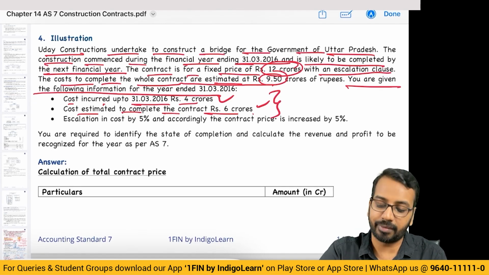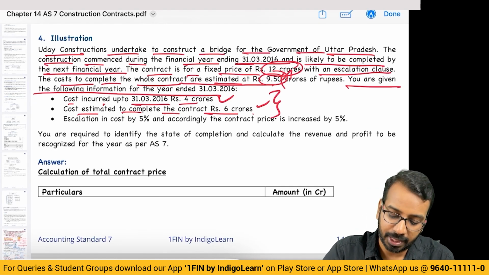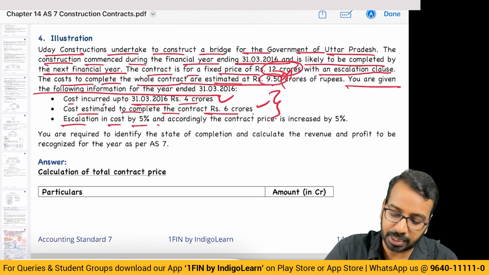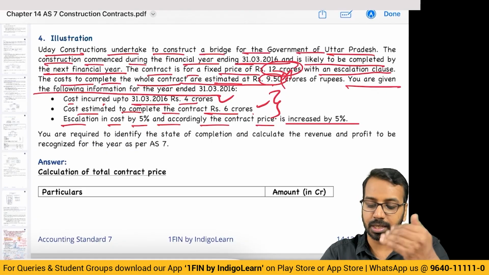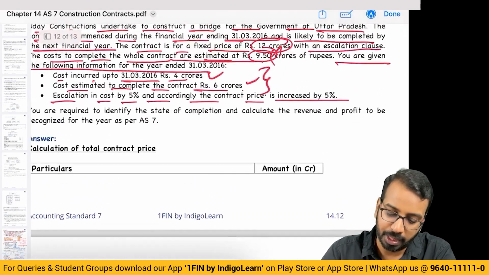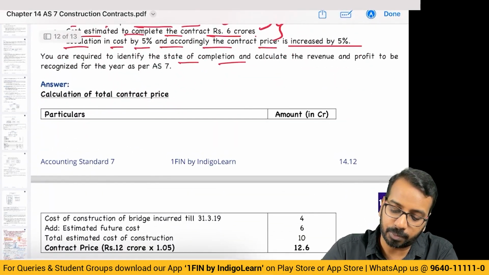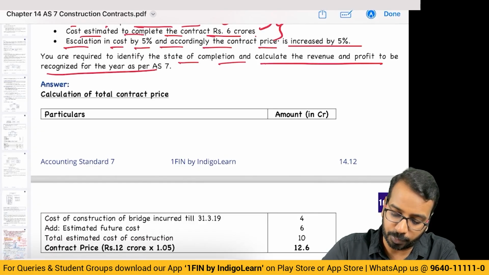So this is what is relevant. This is not relevant. Okay. Escalation in cost by 5% and accordingly the contract price is increased by 5%. So there is a 5% increase in the contract price. You are required to identify the state of completion and calculate the revenue and profit to be recognized.